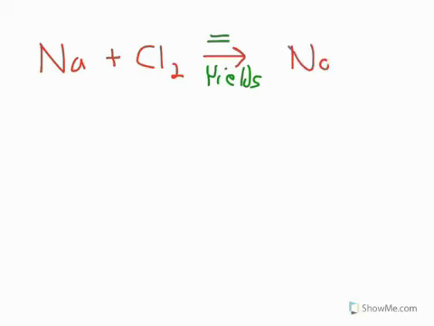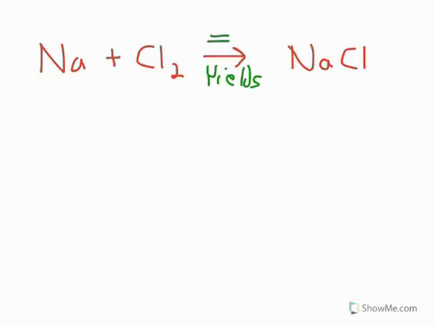So sodium plus chlorine yields, that's what this symbol means, yields here. And you can treat it as an equal sign. Yields sodium chloride. Now, conservation of mass states that the total number of atoms on the left has to equal the total number and type on the right.